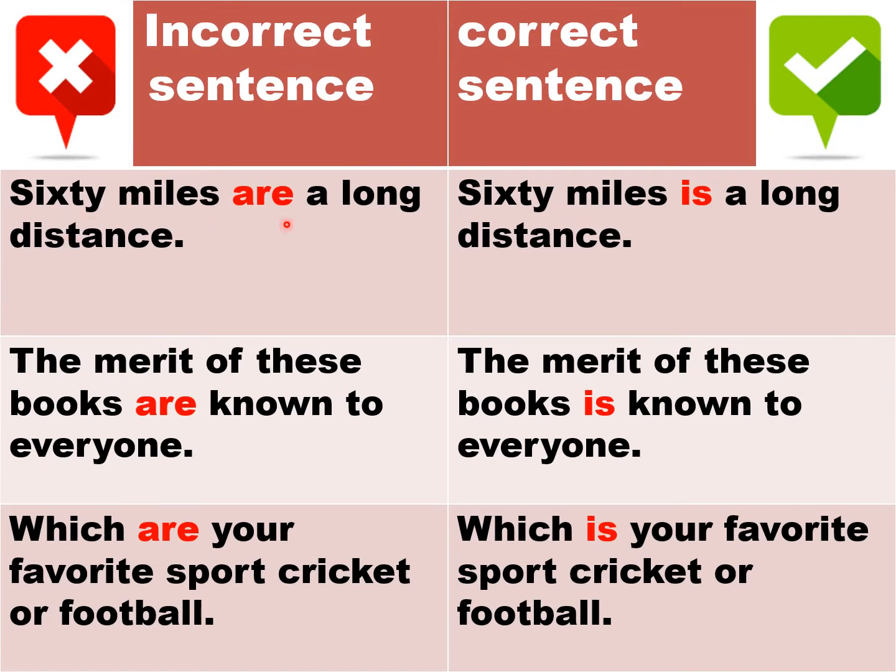60 miles are a long distance. 60 miles indicates singular; 60 miles, 4 miles, etc. indicate singular. So a singular verb must be used. 60 miles is a long distance. The merit of these books are known to everyone. Here we are talking about the merit. This is singular. So a singular verb must be used. The merit of these books is known to everyone.